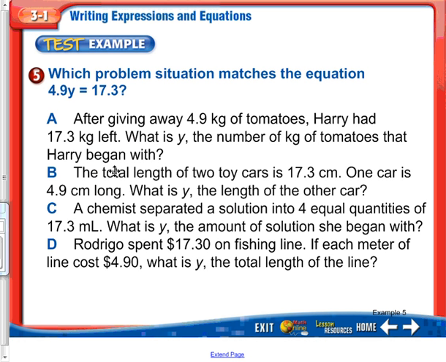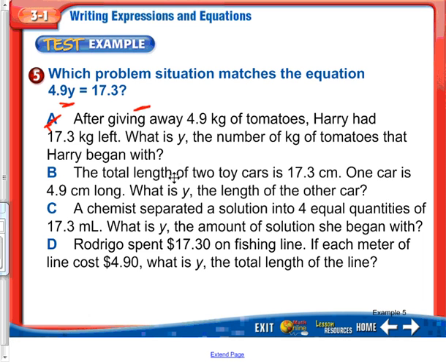For our last example problem here, we have a test example which you might see on the MCAs or the NWEAs, so this is a good one to practice. It says, which problem situation matches the equation? So this one says 4.9y equals 17.3. So we want to have some sort of multiplication here. So this one says after giving away 4.9. So giving away would be subtracting. So I wouldn't want to look at A for very long.